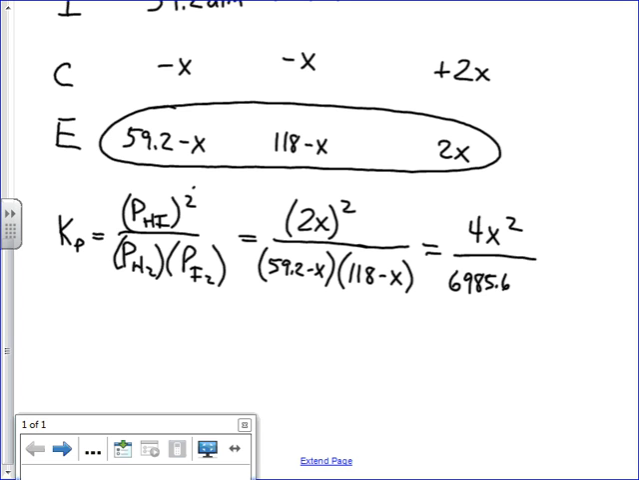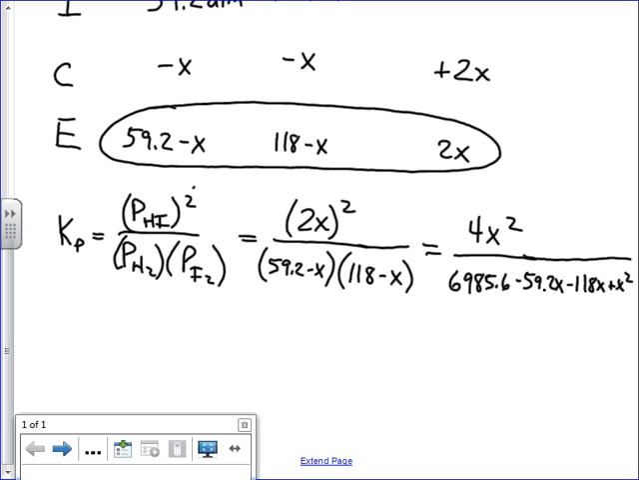6985.6, I'm going to run out of room here. I'm just going to write really small and hopefully I can fit this. So 6985.6, that's our first terms, okay? And then we need to do our outer term, so 59.2x. And then our inner terms, minus 118x. And then our last term, so that's going to be plus x squared. Okay, and then we just have to continue simplifying here.